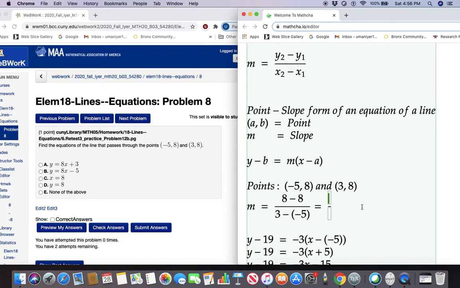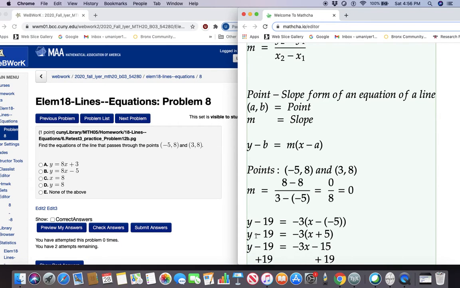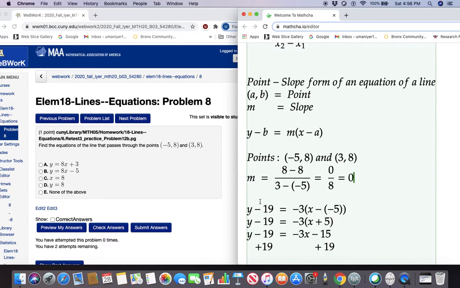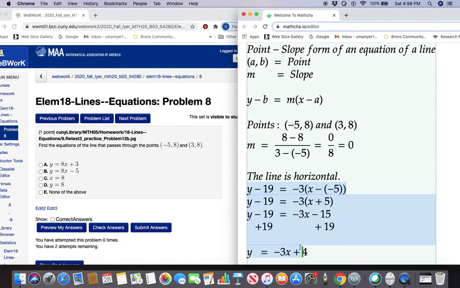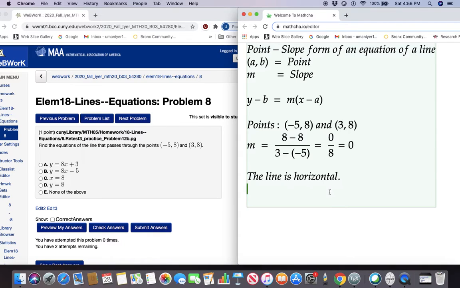So notice what happens in this case. It's a fraction 0 divided by 3 plus 5, 8. 0 over anything non-zero is 0. So you see, I have slope 0. So the line, when slope is 0, the line is horizontal. I don't even need to do any of this calculation, but what if I do? You see, horizontal line is given by y equals y coordinate. 8, that's going to be my equation.